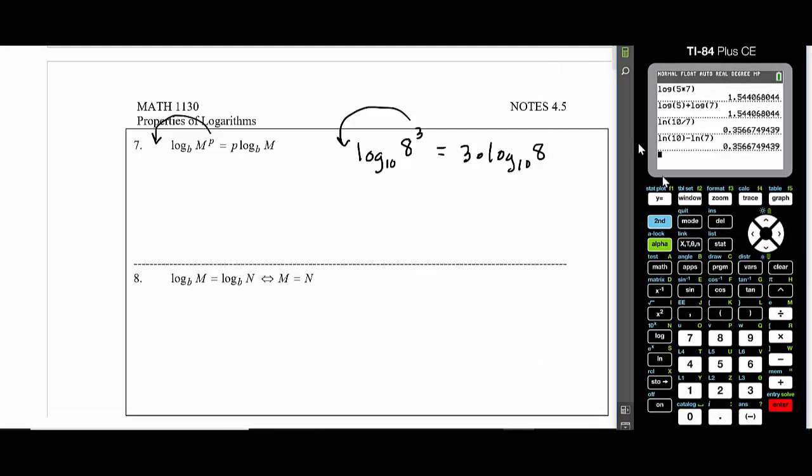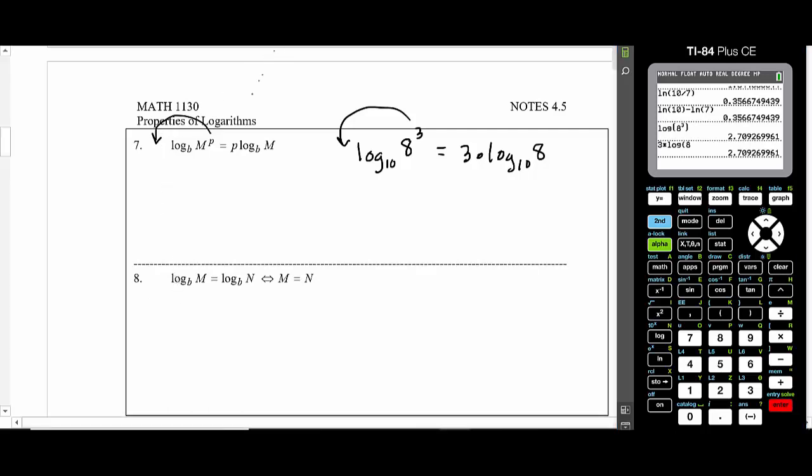This is an easy one to demonstrate on a calculator also. If I did the log of 8 to the 3rd, I get that, and then if I just do 3 times the log of 8, I'm going to get exactly the same thing. So that's one that you're going to use quite a bit.